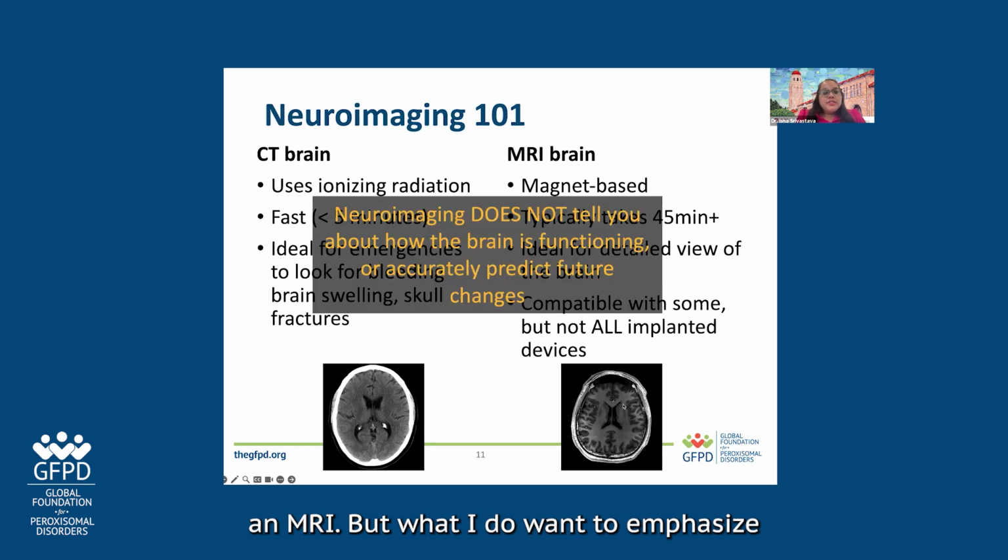But what I do want to emphasize is this neuroimaging is just that. It's giving us a picture of the brain. It's not telling us how the brain is functioning, and it's not really able to predict what future changes may look like. It's just giving us an image or a snapshot of the brain at a specific time.